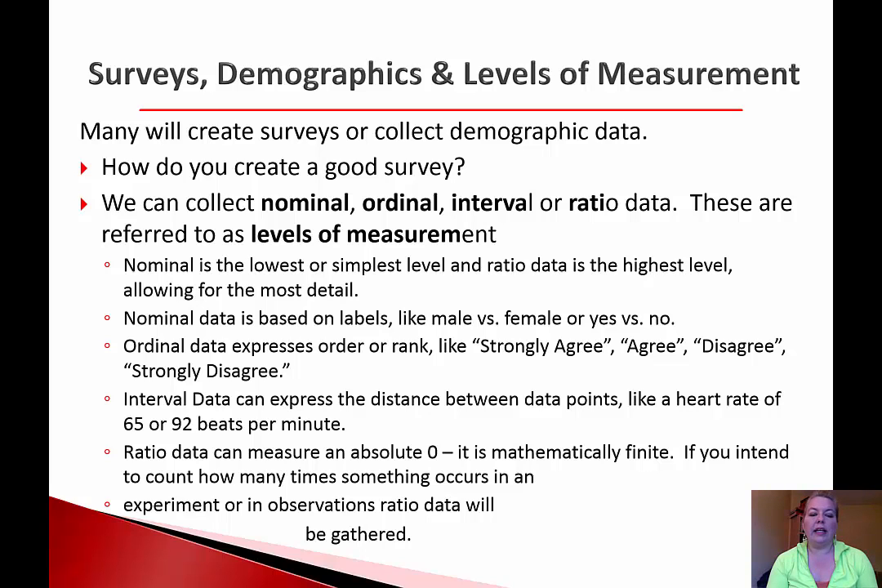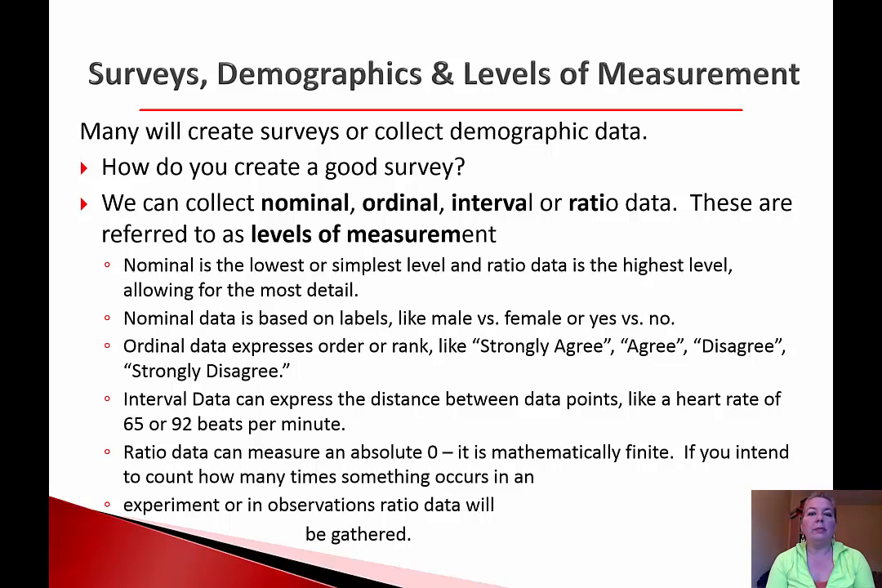Interval data can express the distance between data points, like a heart rate of 65 or a heart rate of 92 beats per minute. One can tell how different one is from the other. With strongly agree and agree, we can't really tell how different one is from the other. Someone may have been on the edge. But 92 is considered a high heart rate. 65 is considered a moderate or lower heart rate.